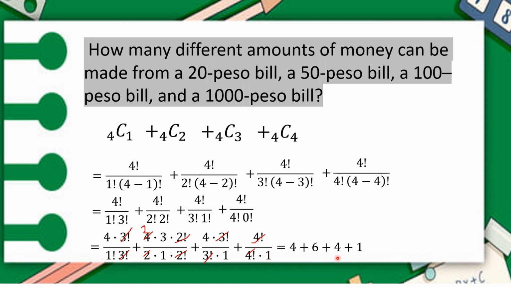So, add na lang natin tong mga na-solve nating number. 4 plus 6 plus 4 plus 1 is equal to 15. So, it means 15 combinations ang pwede nating gamitin or gawin.